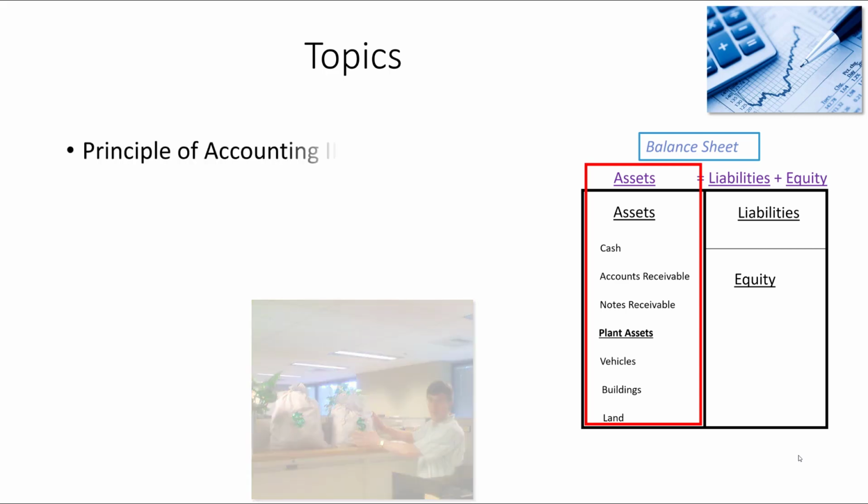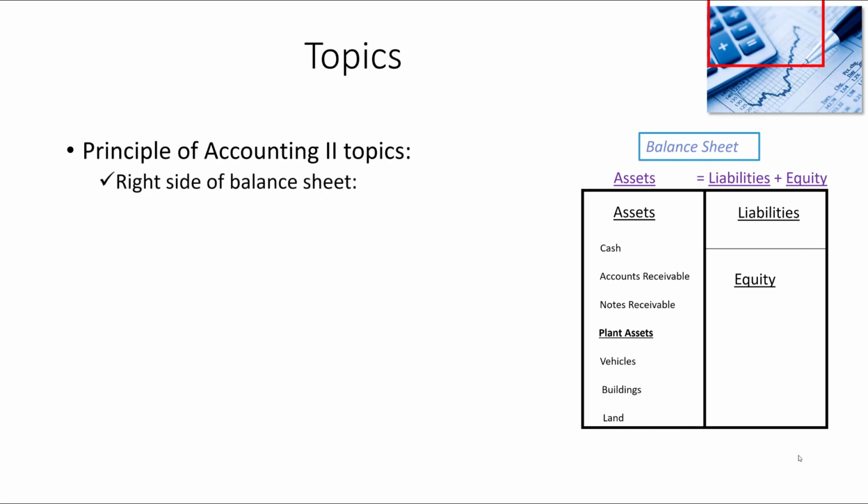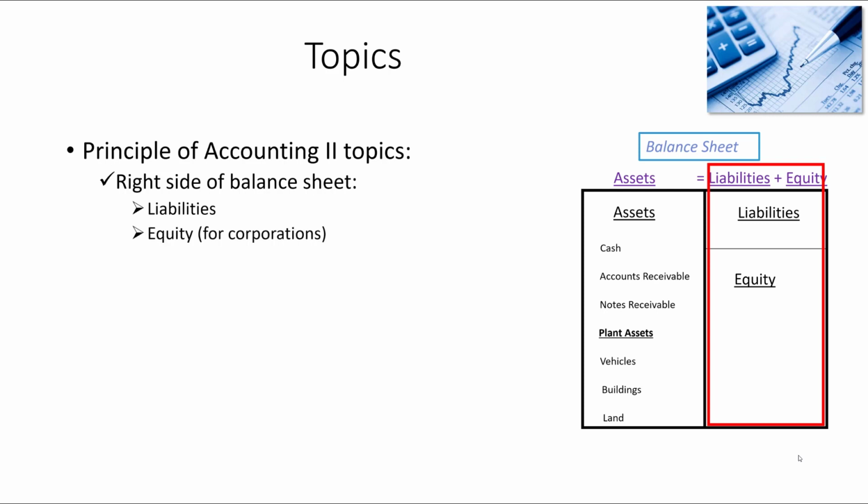So now let's talk about this class's topics. We'll do a lot of work with the right side of the balance sheet. We'll learn more about current liabilities that go beyond just accounts payable. We'll also learn about long-term liabilities such as mortgages and bonds. We'll also learn about equity, but instead of owner's equity of a sole proprietorship, something we learned in Principles of Accounting 1, we'll learn about the equity of corporations, which will include topics such as stocks and stock splits.